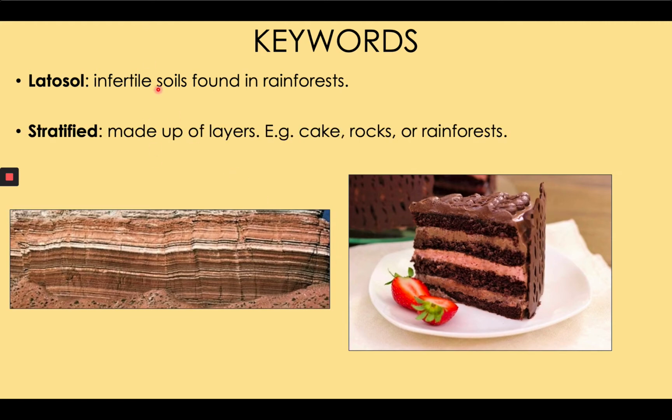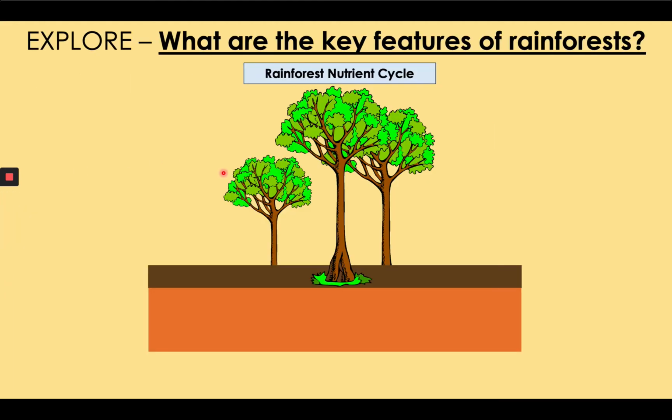Can you please write these two keywords and their definitions in your books or on paper? Excellent. So the first big question: what are the key features of the nutrient cycle in rainforests?